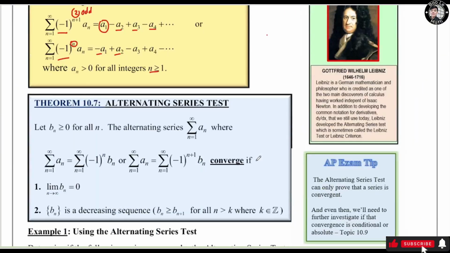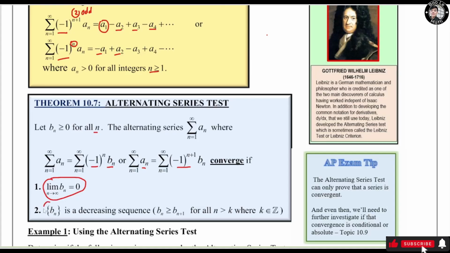We're going to look at the theorem, the alternating series test. Let b sub n be greater than or equal to 0 for all n. The alternating series a sub n, where a sub n equals negative 1 to the n times b sub n, or a sub n equals negative 1 raised to the n plus 1 times b sub n, converges if, number 1, the limit of b sub n is 0 as n approaches infinity.